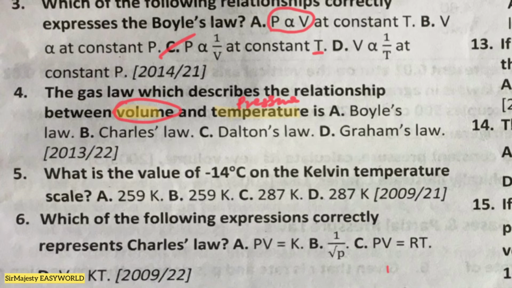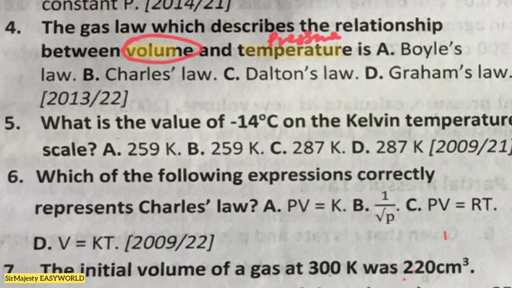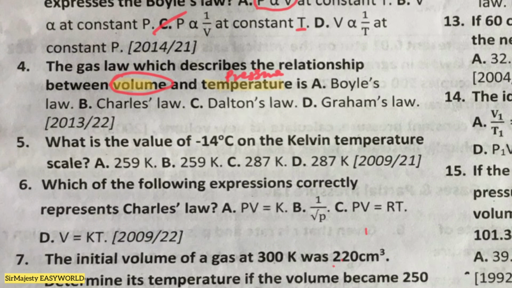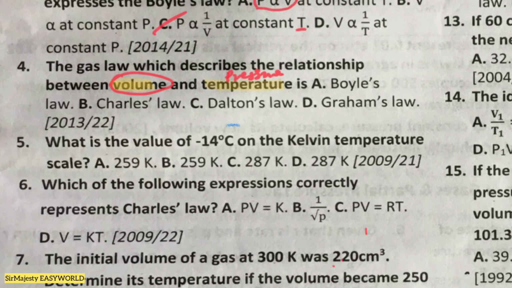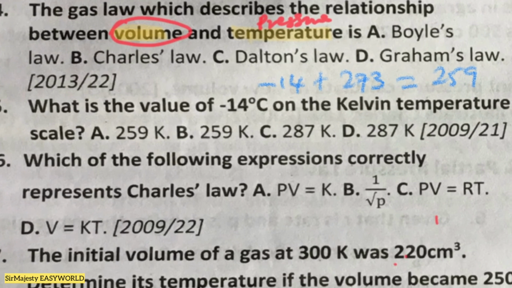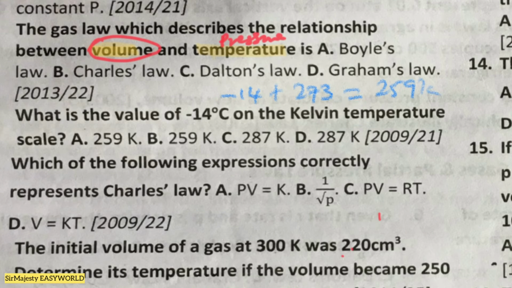Now, what is the value of minus 14 degrees Celsius in Kelvin temperature? This will be discussed under Charles' law, but it's very simple to do. What you are just required to do here is to say minus 14 plus 273. If you are converting from degrees Celsius to Kelvin temperature, you add 273. If you are converting from Kelvin temperature to degrees Celsius, you have to subtract 273. Therefore, this will automatically give us 259. There are two correct options there. A and B are both 259.